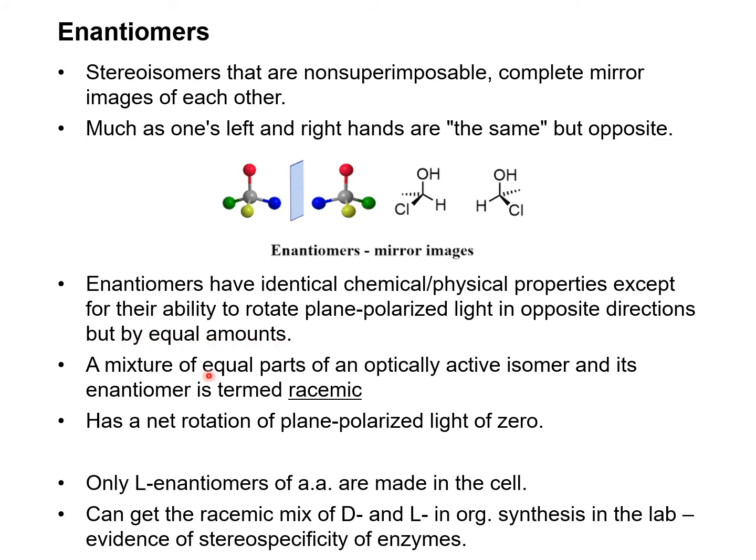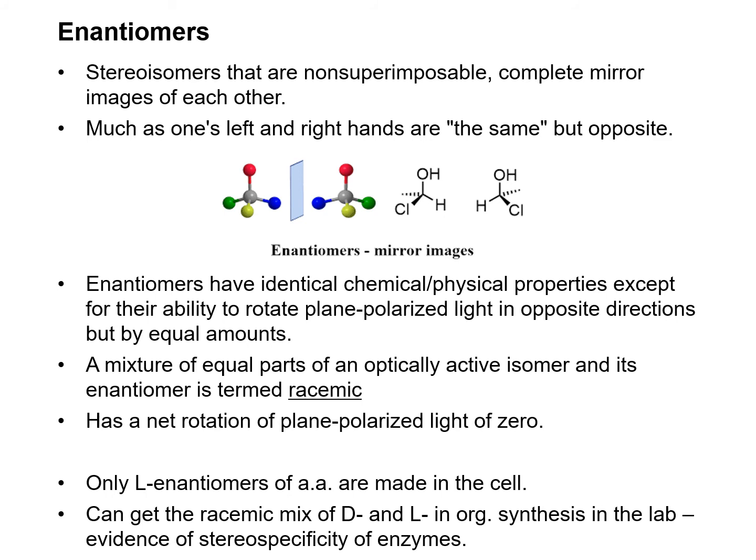And a mixture of equal parts of an optically active isomer and its enantiomer is termed racemic. And this racemic mixture, since it has equal parts, 50 and 50, of the enantiomers, has a net rotation of plane polarized light of 0.